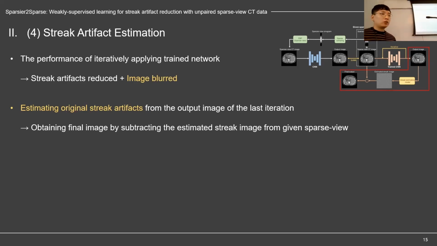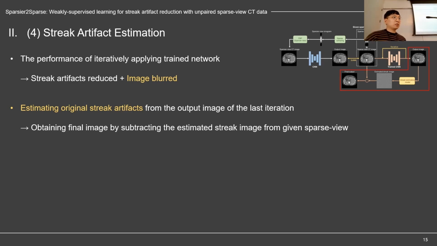When the trained network is applied several times, the resulting image of each iteration reduced streak artifacts gradually, whereas it was getting blurred as the number of iterations increases. This is because both Sparsier view and sparse view stick images used for CNN training have already been corrupted in their structures due to severe streak artifacts. So the network focused more on reducing streak artifacts than preserving those structures.